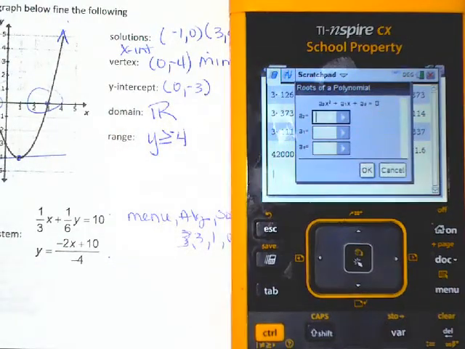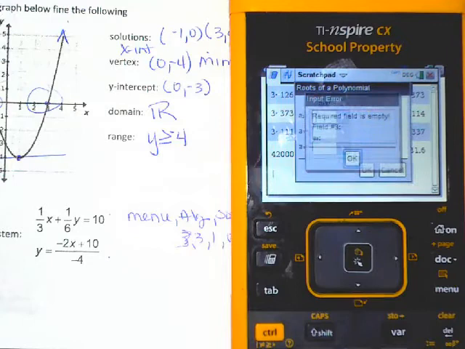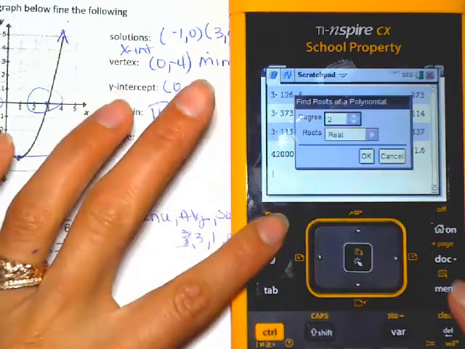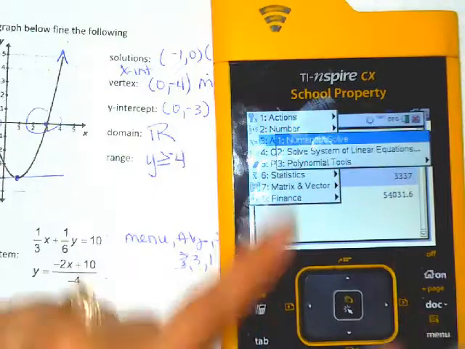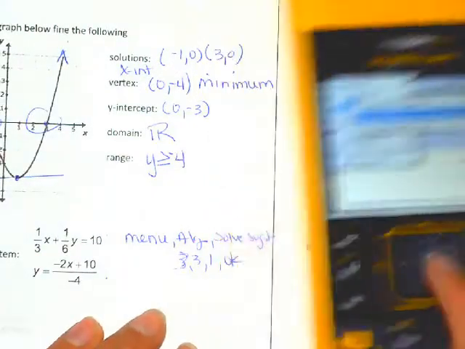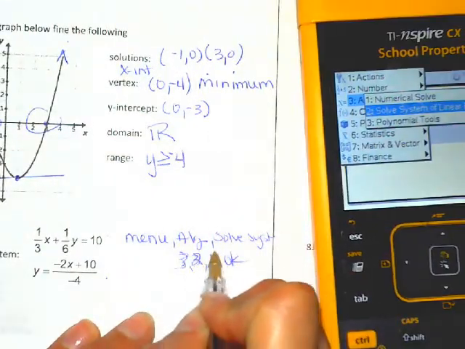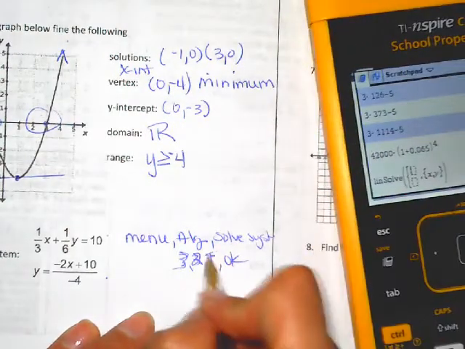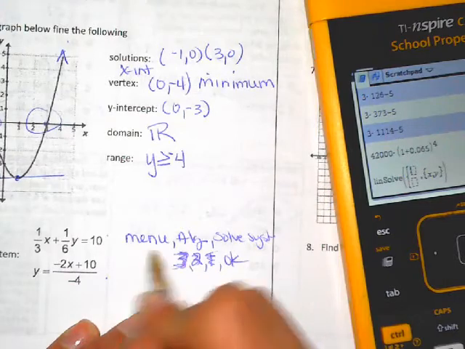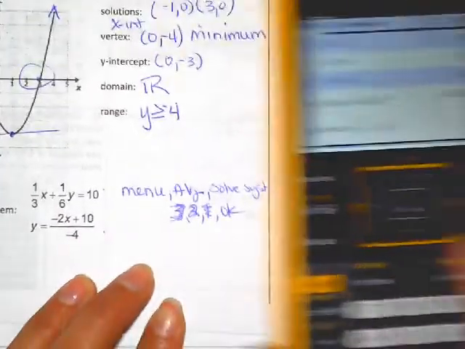Oops. Shoot. It's not menu 3, 3, 1. Menu algebra, solve systems is menu 3, 2. Okay, menu 3, 2, or menu algebra solve systems.